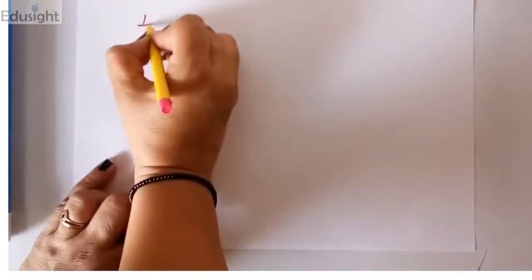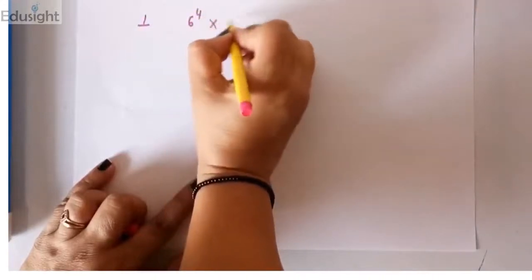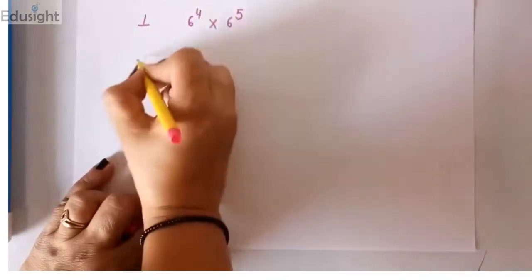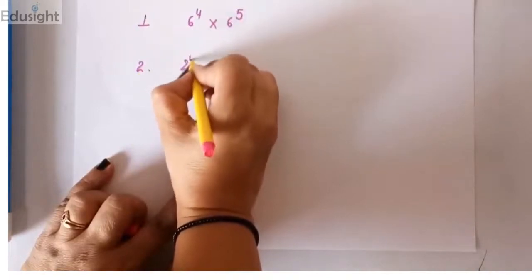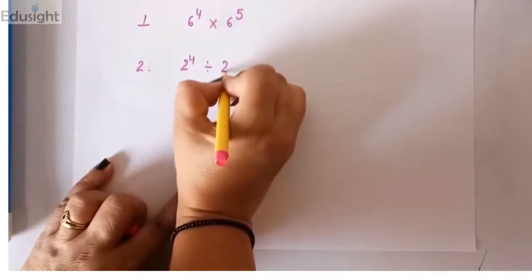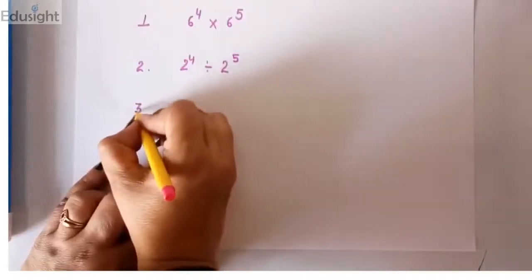On the basis of those rules, we'll do some examples. Example number 1. 6 raised to power 4 multiplied by 6 raised to power 5. Let's do one more example. 2 raised to power 4 divided by 2 raised to power 5. Third one.